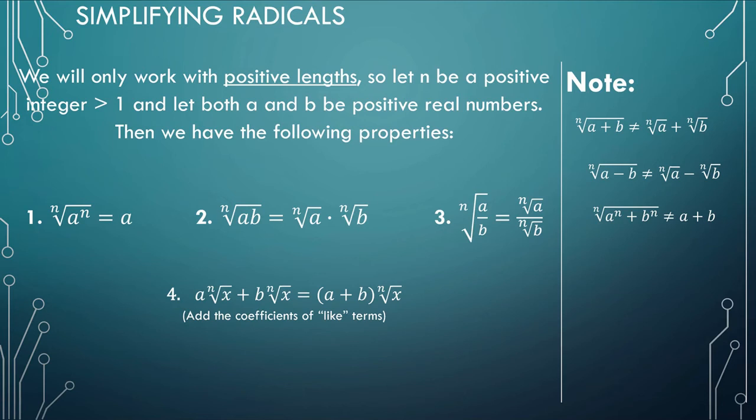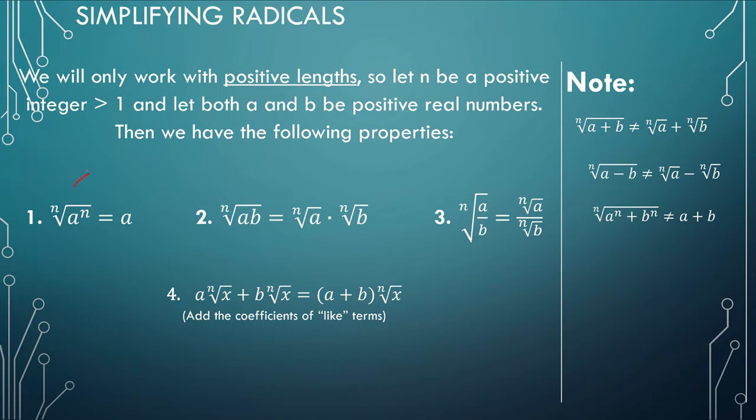So a couple of rules to keep in mind whenever we simplify radicals. One, when we're trying to simplify radicals, we're talking about positive lengths. So in this case, n is going to be a positive integer greater than 1, and both a and b are also positive real numbers. And so we start. We have four main properties that we want to focus on.